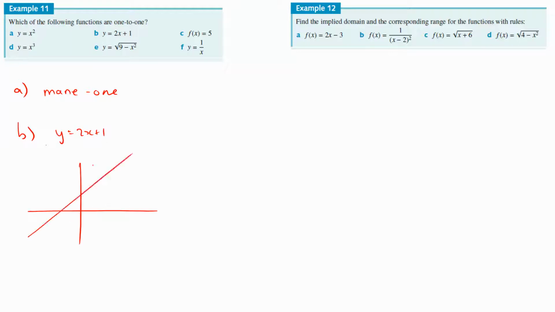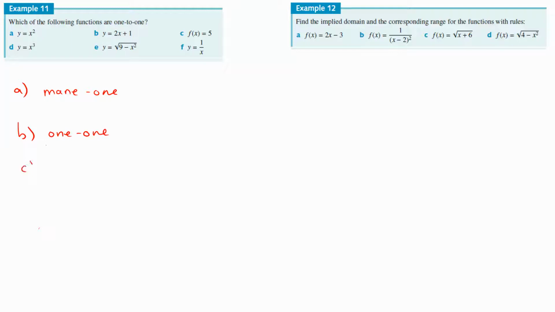If it's a straight line equation, it has a y-intercept at 1. That's clearly a one-to-one: for one x value, it's connected to one y value. There are no repetitions in x and no repetitions in y. That is a one-to-one. So B is a one-to-one.